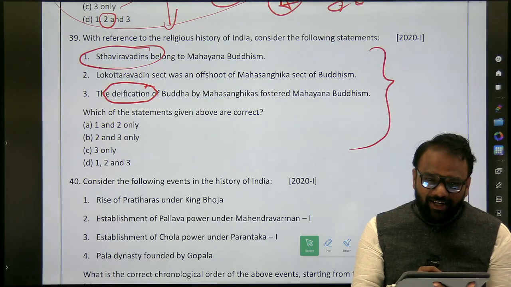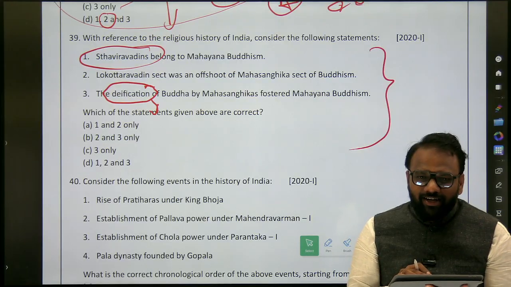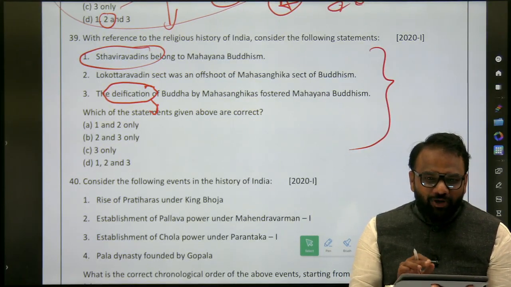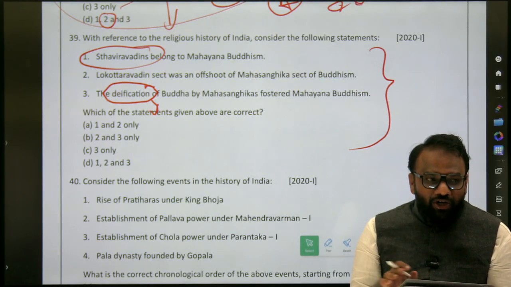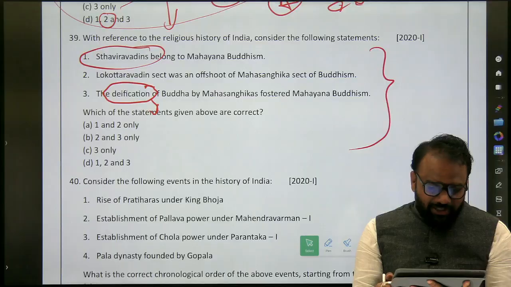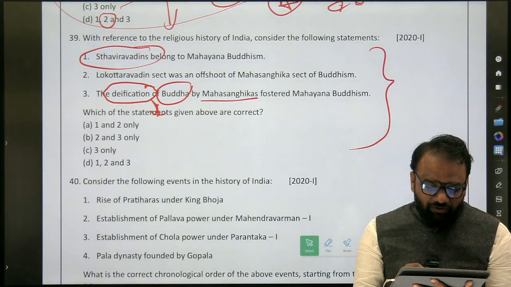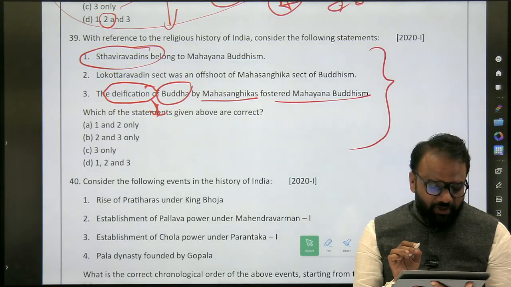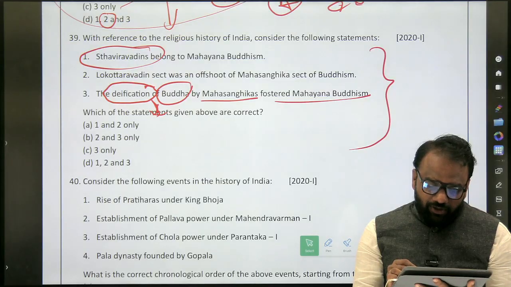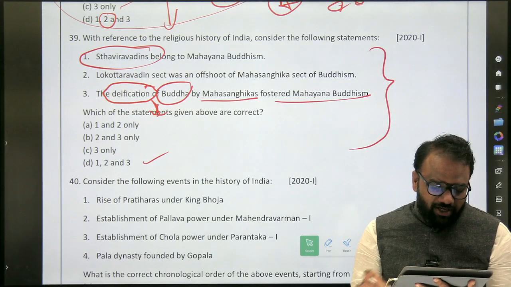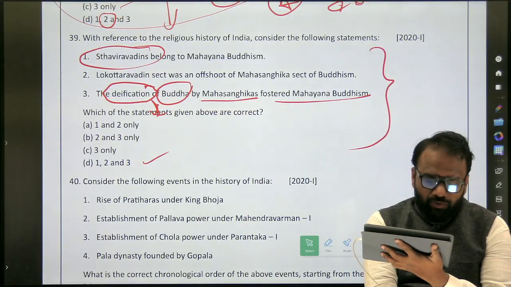But what is it called? Shweta, what is this term called? Deification. Right? To treat him as a god and worship him as God. So deification of Buddha by Mahasangikas fostered Mahayana Buddhism. Previous year when we were discussing, we came across this confusion. So the third one should be part of the answer. Lokottaravadin sect was an offshoot of Mahasangika sect of Buddhism. True.